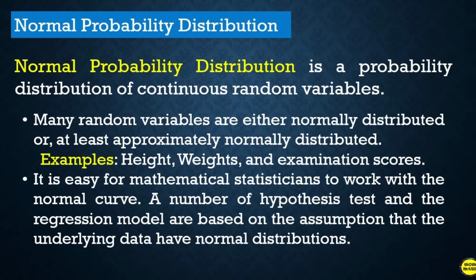A number of hypothesis tests and regression models are based on the assumption that the underlying data have a normal distribution. For instance, the distribution that has been found convenient for modeling the length of life of equipment is the Weibull distribution. So again, that is why we consider the normal probability distribution the most important curve in statistics.